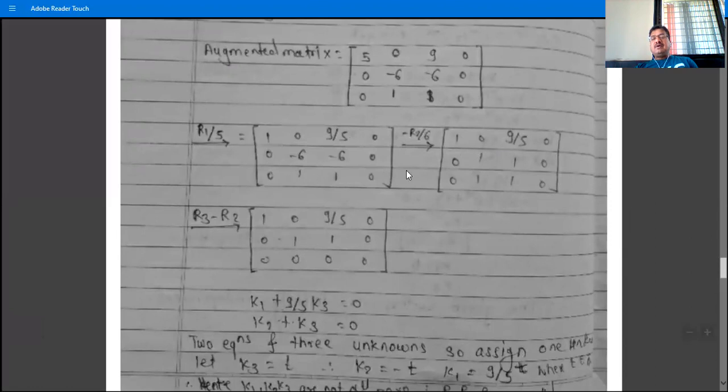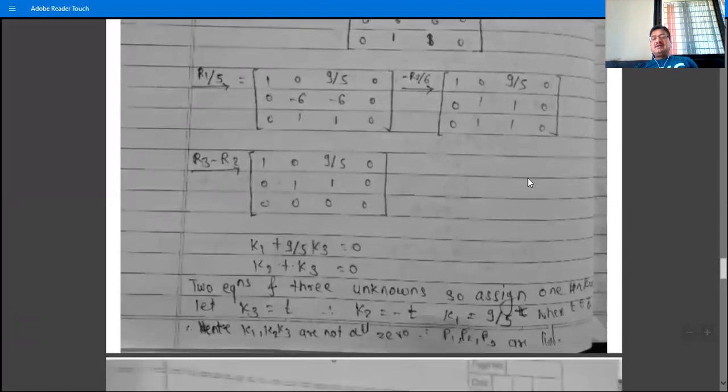So we have 1, 1, 1, and the first row and third row as they are. Then we have to reduce this element to 0. So R3 minus R2 is the operation. So we have all the elements equal to 0 in the last row, and so this is the echelon form. So we write the rank of A and rank of AB, both are 2. Rank of A is 2 and rank of AB is also 2. So the system is consistent.